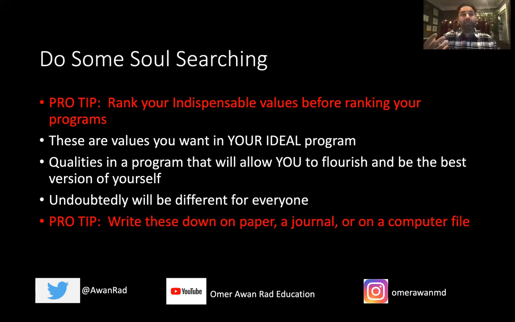And I think it's also helpful to write these down on a piece of paper or a journal or a computer file, because the mental activity of actually writing it down will force you to think about it and think about how one quality or one value is more important than a different value. So I think doing this mental process of writing it down on paper or a computer file will really help and really force you to think about these important questions before putting your rank order list together.